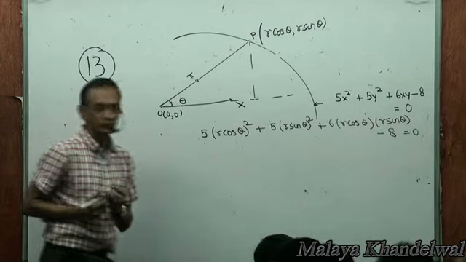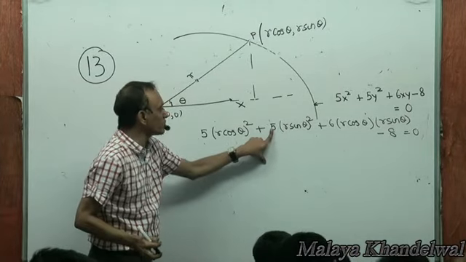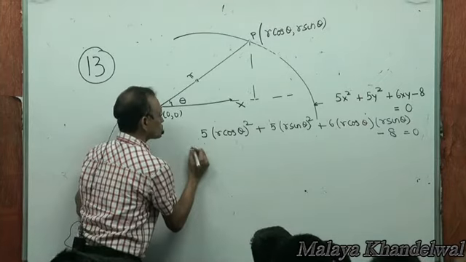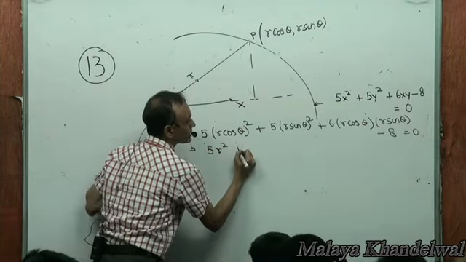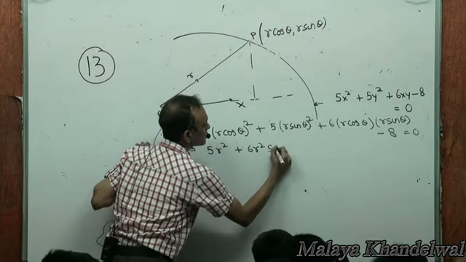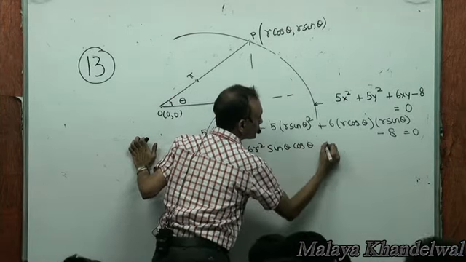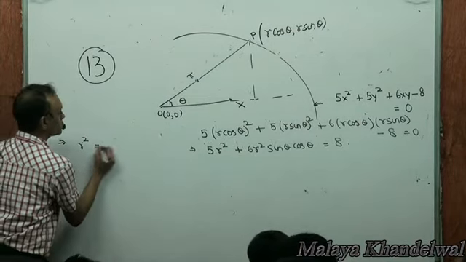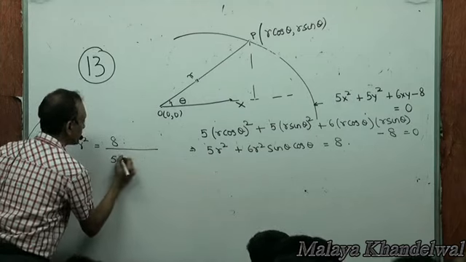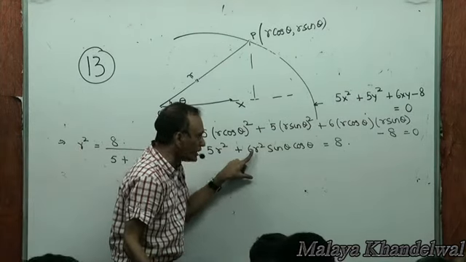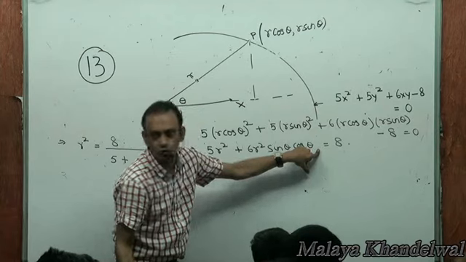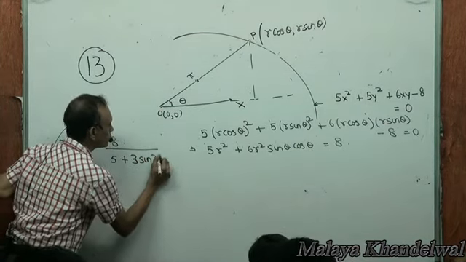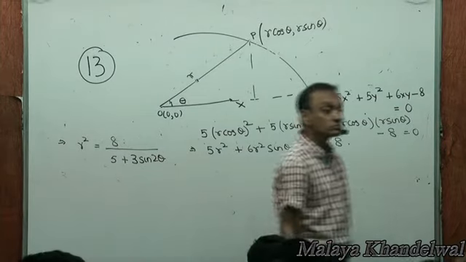Minus 8 is 0. You can take 5r squared common from this. You'll be left with cos squared theta plus sin squared theta, 1. So you have 5r squared plus 6r squared sin theta cos theta equal to 8, right? This gives us r squared equal to 8 divided by 5 plus, now one of the 2's, this is 2 into 3, so 3 into 2 sin theta cos theta, which could be written as sin 2 theta. So 5 plus 3 sin 2 theta. Yes or no?